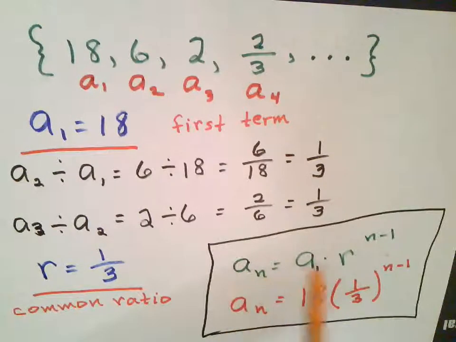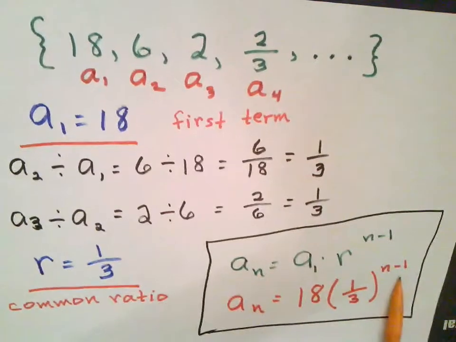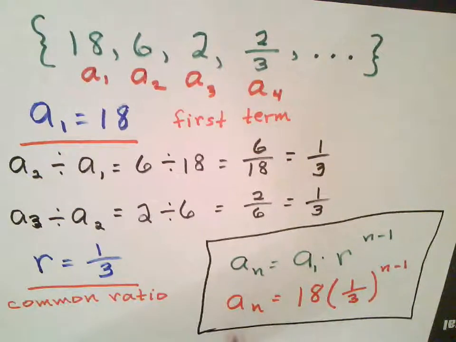We write the nth term formula and then we do our substitution. The a sub 1 term is 18, the common ratio is 1/3, and that common ratio is raised to the n minus 1 power. So the explicit formula for this geometric sequence is a sub n equals 18 times the common ratio 1/3 raised to the n minus 1 power.